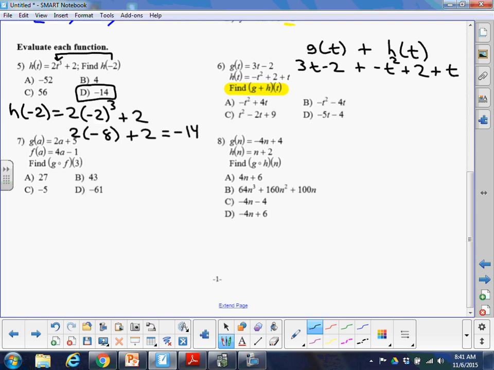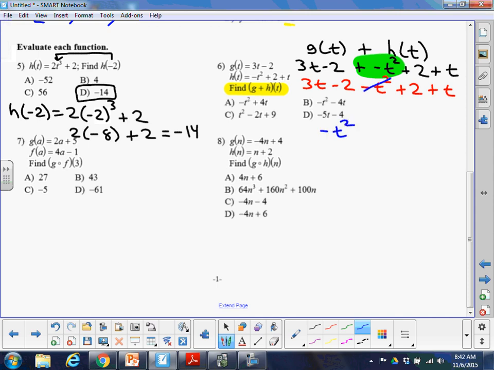Okay, so you might want to be careful, because I don't really like how the plus and the negative sign are written there, so you might want to clean that up a little bit. And this is really going to boil down to 3t minus 2. This plus and negative is really minus t squared plus 2 plus t. And then we will combine the like terms, and we usually like to write them in descending power order. So I'm going to write the negative t squared first.